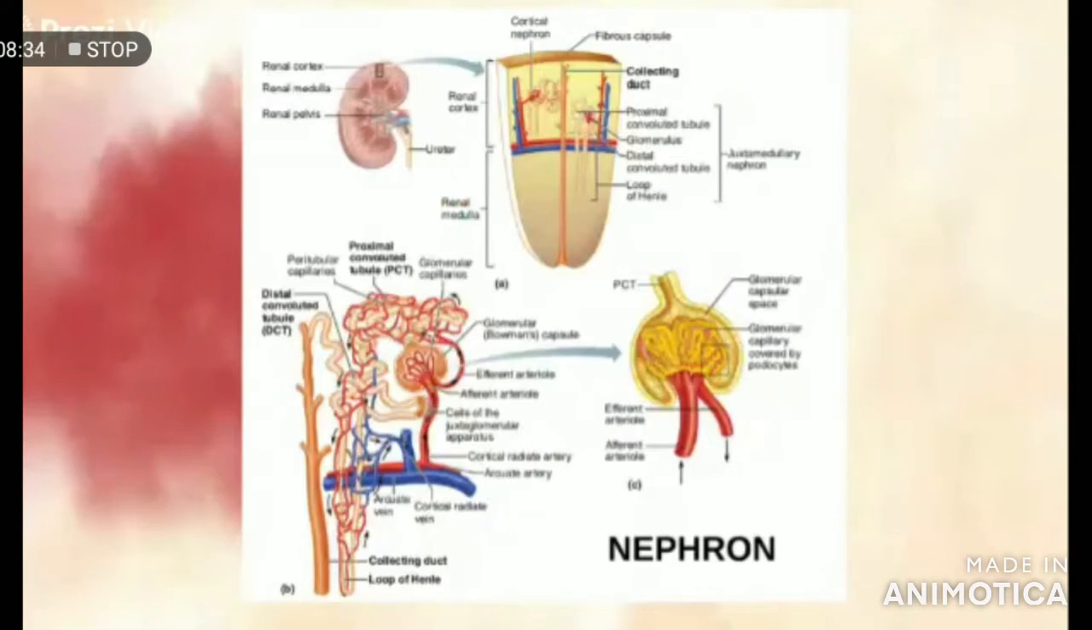Each and every nephron is associated with two capillary beds, the glomerulus and the peritubular capillary bed. The glomerulus is both fed and drained by arterioles. The afferent arteriole, which arises from a cortical radiate artery, is the feeder vessel, and the efferent arteriole receives blood that has passed through the glomerulus.